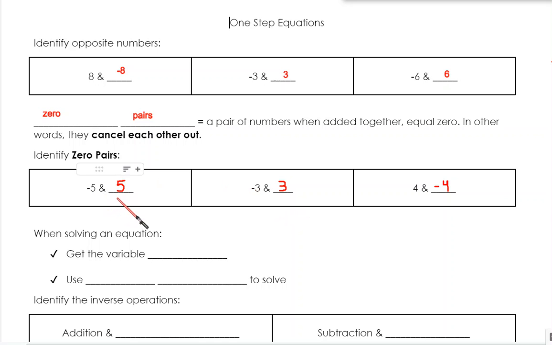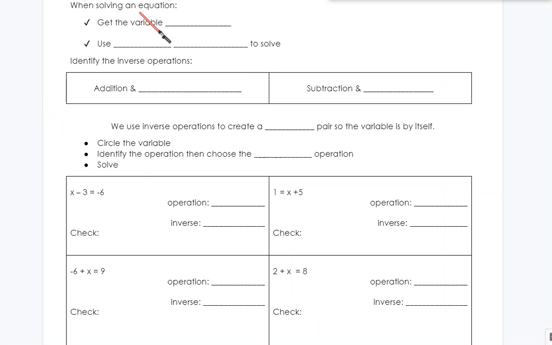Okay, that's important to know when you're solving equations, because when you solve equations, you're basically trying to get the variable by itself, alone, all lonesome. So when solving an equation, our whole goal is to get that variable by itself. We want to get it all alone, okay? And we do that by using inverse operations to solve it.